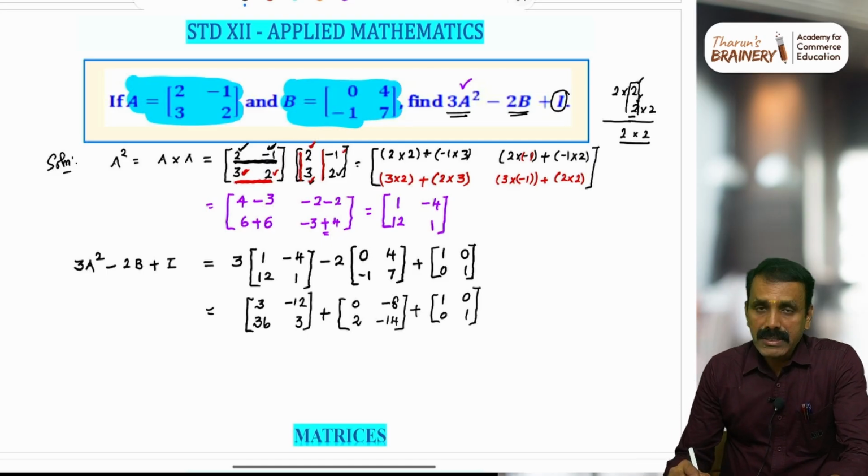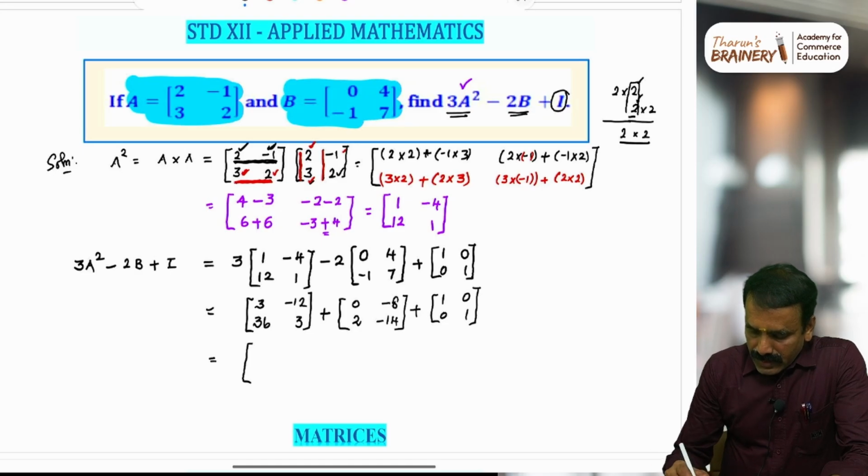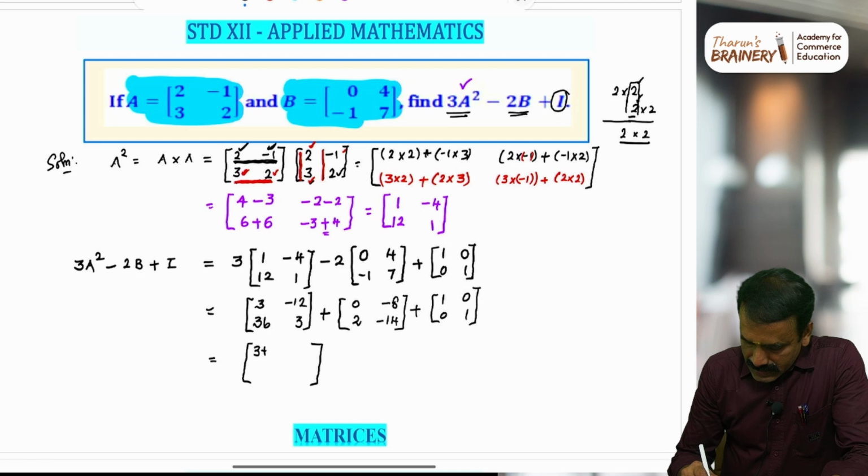Now we change that subtraction to addition now. So we can add the corresponding elements. We take step by step addition. First we add the first two matrices. It is 3 plus 0, minus 12 plus of minus 8, it is minus 8. Then 36 plus 2, 3 minus 14, added with 1, 0, 0, 1.